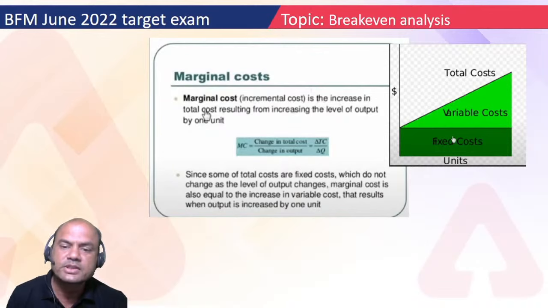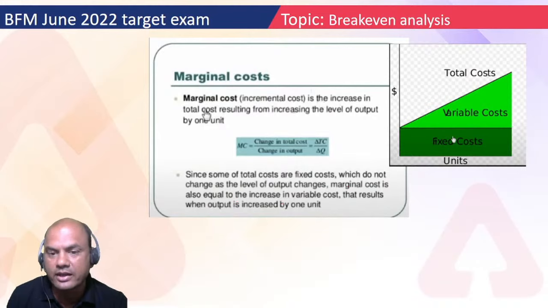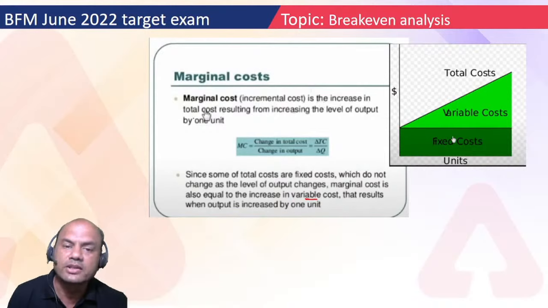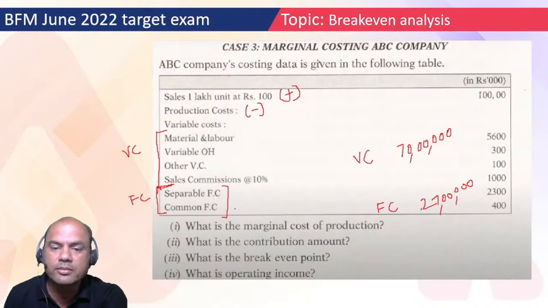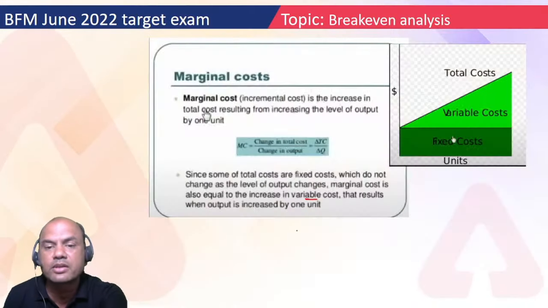So fixed costs do not change with the level of output. Marginal cost is equal to the increase in the variable cost. That's why always remember, marginal cost is equal to the increase in the variable cost. It has nothing to do with fixed cost, okay? So that was the first point over here. What is the marginal cost? It will be a variable cost, okay?